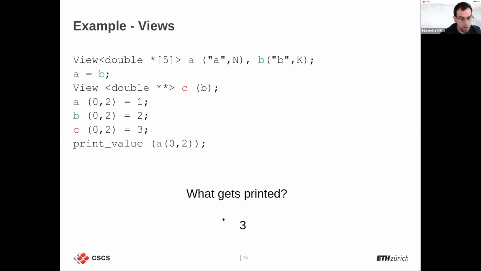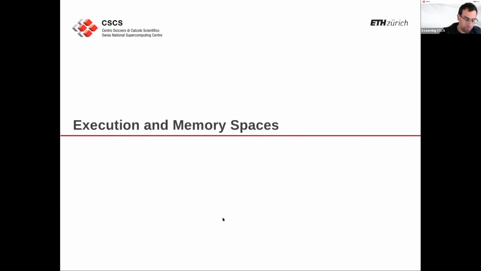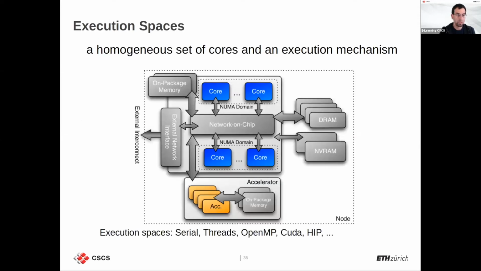So let's move on to execution and memory spaces. We have seen the parallel patterns, so for and reduction. I mentioned there are other types of reduction. We have seen how to give work to these parallel patterns, and how to give the data to these patterns, through views. And now we see 2 other concepts which are crucial: execution and memory spaces. So, execution spaces. What are they?